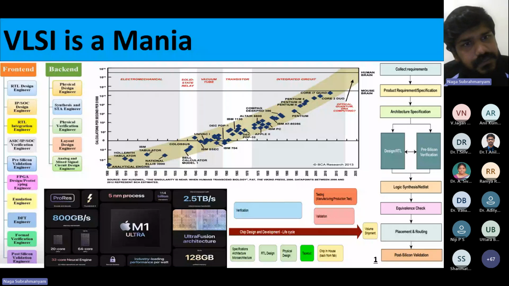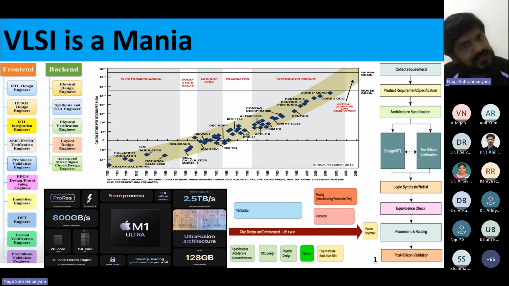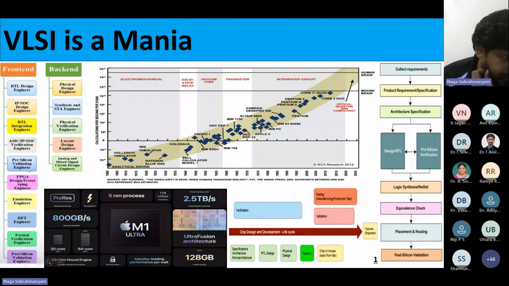I hope you all know about VLSI. These are the various fields we have in the VLSI domain. The industry is very large in scale, but the age of the industry is very small. You can see here all the front end domains. In this, I'm working in the verification domain.